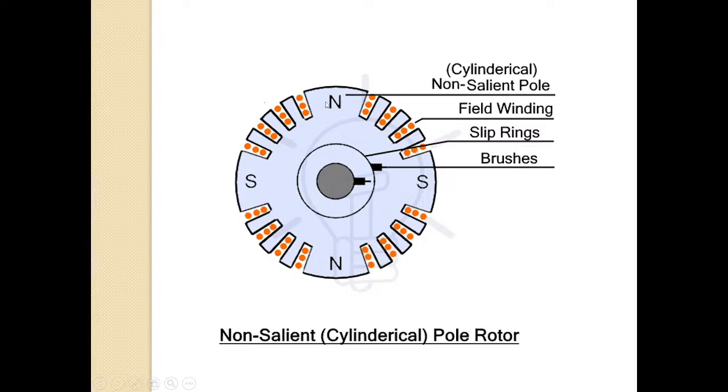This type of rotor has slots. You can see the slots here. These are the slots in which field windings are placed. I'll take the laser, so you can see the field winding. In these slots, field windings are placed. You can see the cross-sectional view of the field windings. Similar to the previous case, they are connected in series.